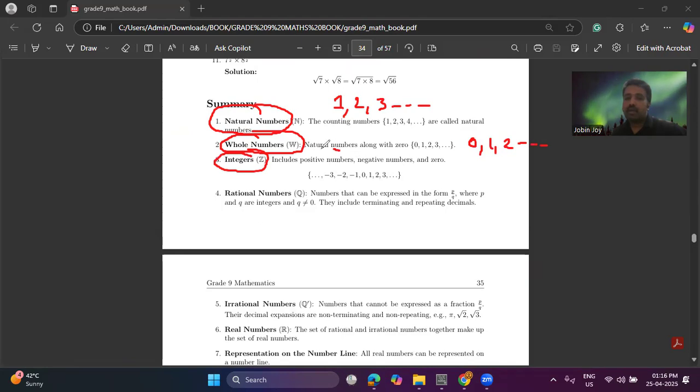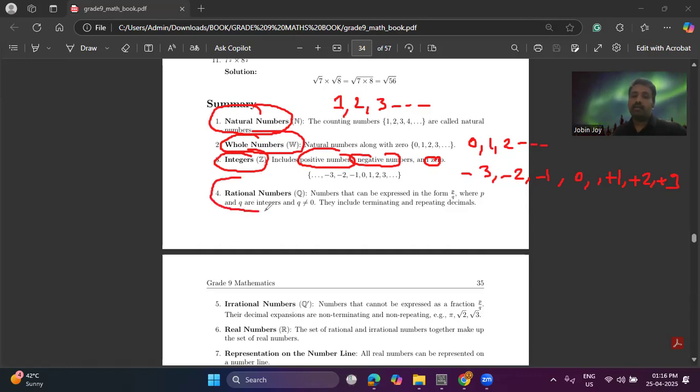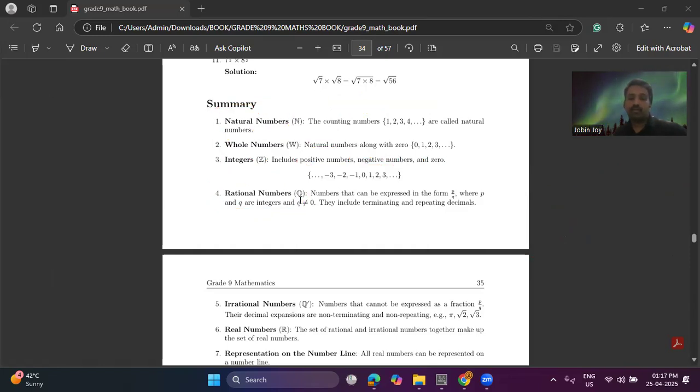Integers. Integers contain positive numbers, negative numbers, and 0. For example, minus 3, minus 2, minus 1, negative numbers, 0, then 1, plus 2, plus 3, etc. Then we studied rational numbers. Any number we can write in the form of p by q, where p and q are integers and q is not equal to 0, is called a rational number.